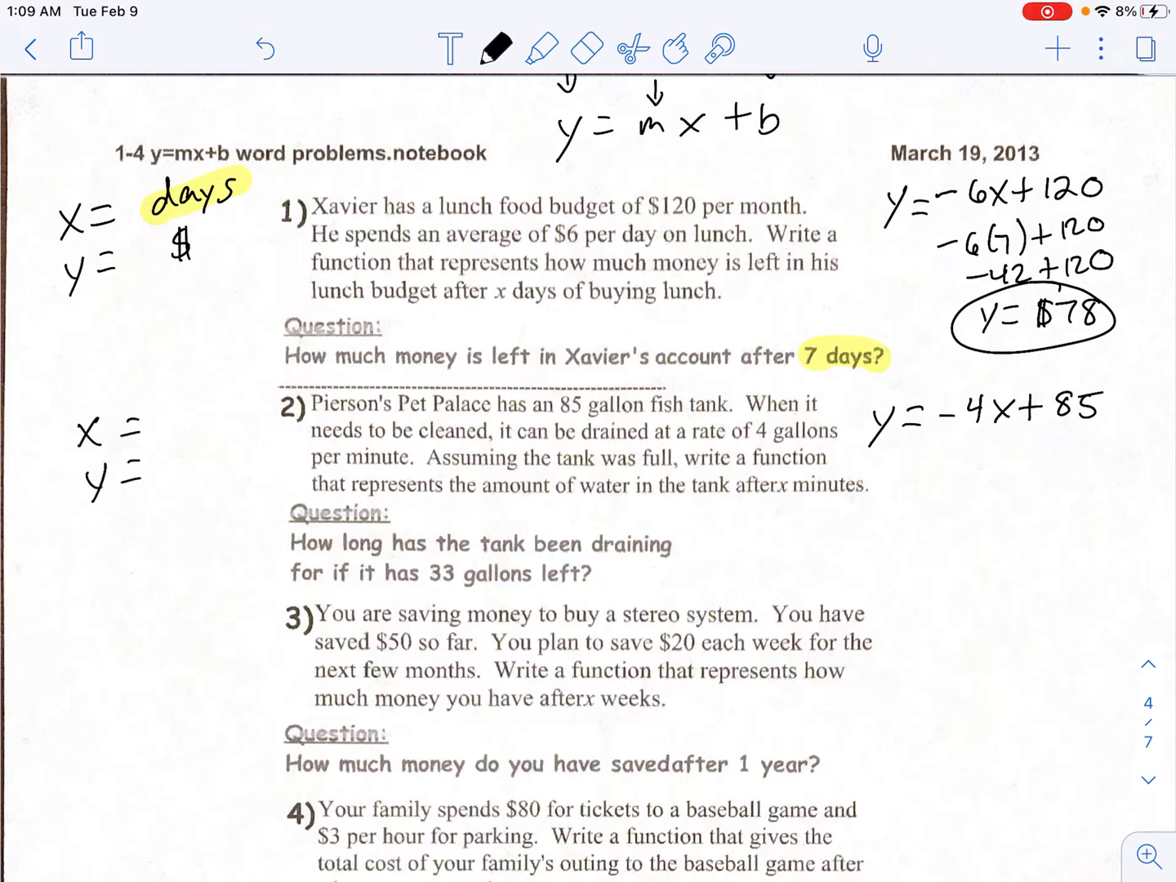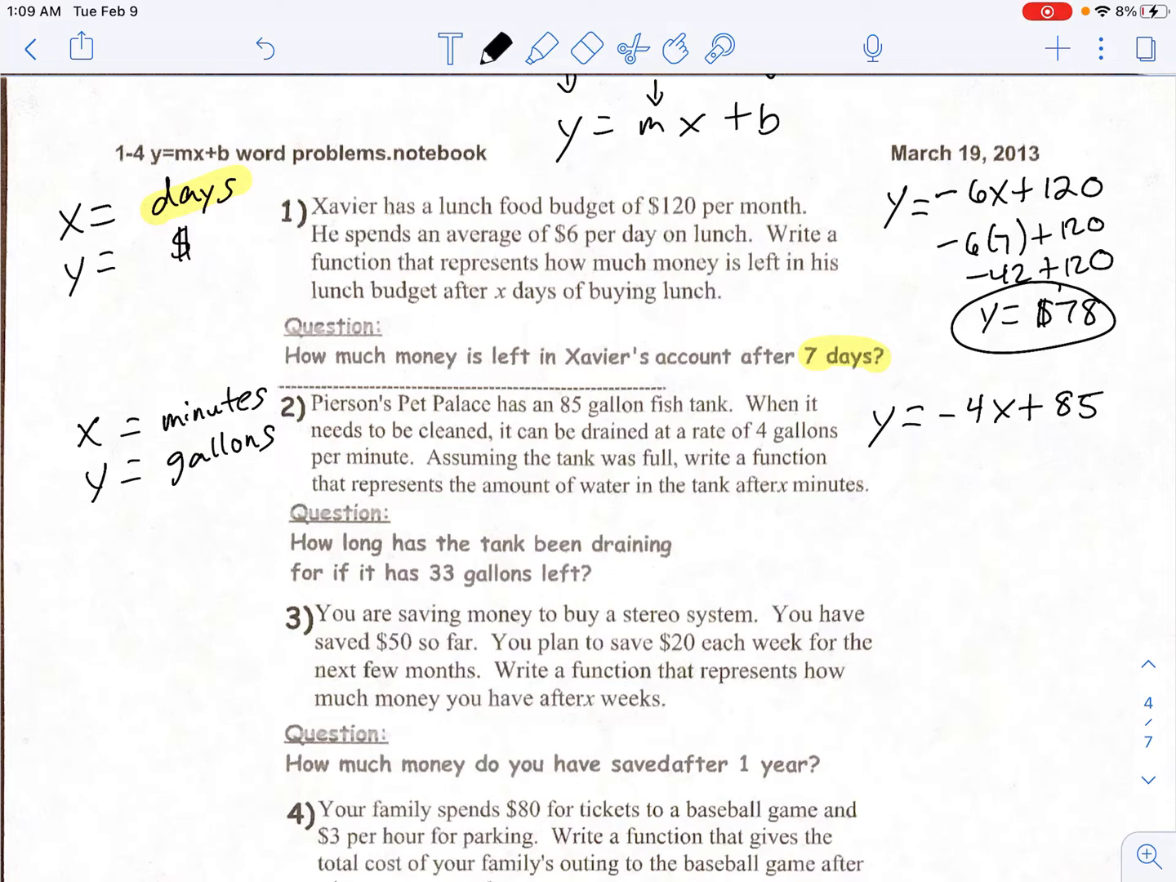Now we do our labels. 4 gallons per what? Per minute. So x is going to be in minutes. And again, 85 is your y-intercept. You're looking for your y label. 85 what? 85 gallons. That's the word that's associated with 85, so this is going to be in gallons. Now that we've got our labels and our equation, now you can do the problem.